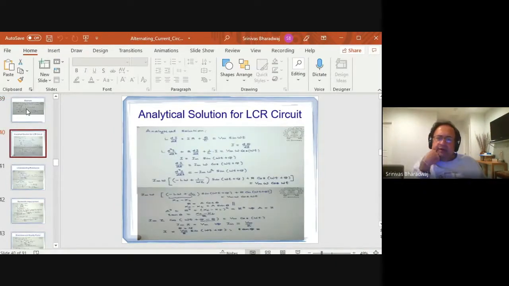Now, we also looked at the analytical solution, and then we looked at how impedance theory turns these equations into a simpler form.